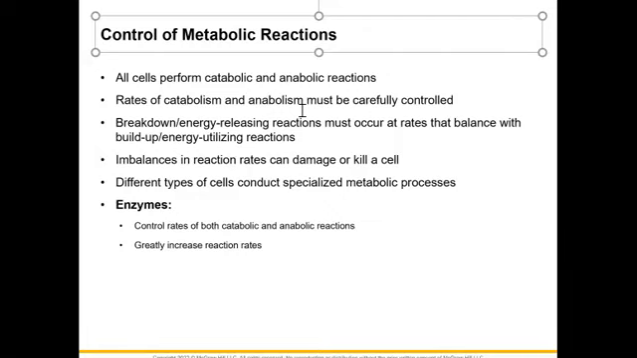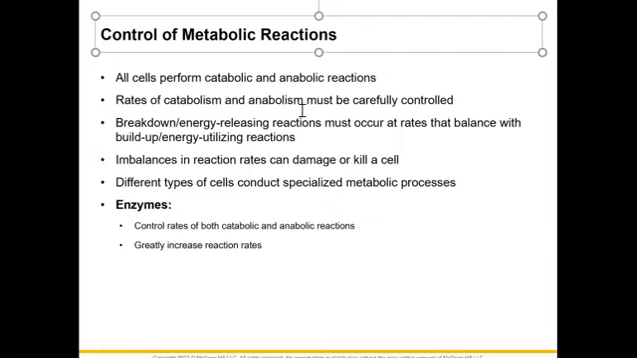Now, if a cell has an imbalance in the number or the rate of catabolic versus anabolic reactions, this can actually damage or even kill a cell. So it can be very dangerous to have an imbalance in these reactions. And different types of cells have different types of specialized metabolic processes. And we'll talk about these specialized processes once we get into individual organ systems later in the semester.